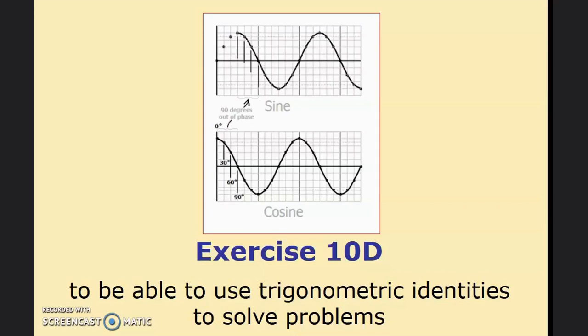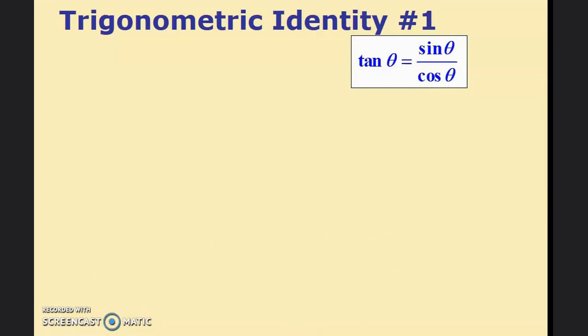Hi there, this is exercise 10D for Year 12 math students. This is our first identity. It's a trigonometric identity, and as you see, it says tan theta equals sine theta divided by cos theta.